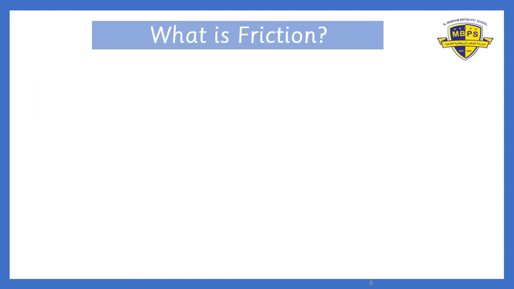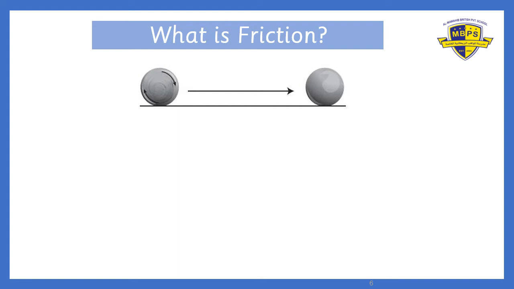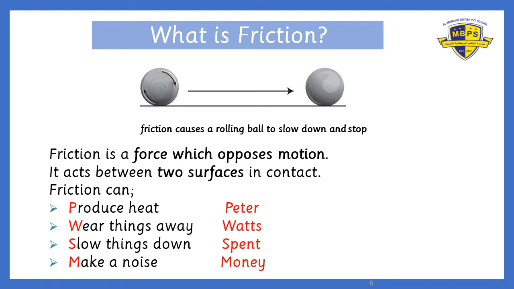What is friction? Friction can be shown by the motion of a moving ball. When you push a ball, it stops after some time. Why? This is because of friction. Friction causes a rolling ball to slow down and stop. So we can say friction is a force which opposes motion. It acts between two surfaces in contact. Friction can produce heat, wear things away, slow things down, and make a noise.